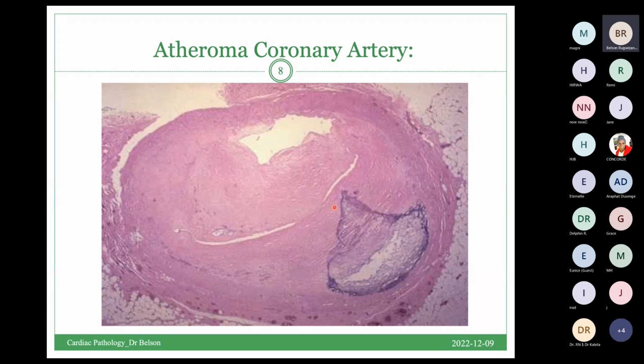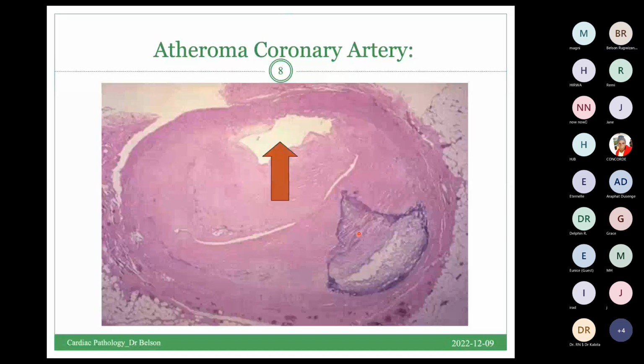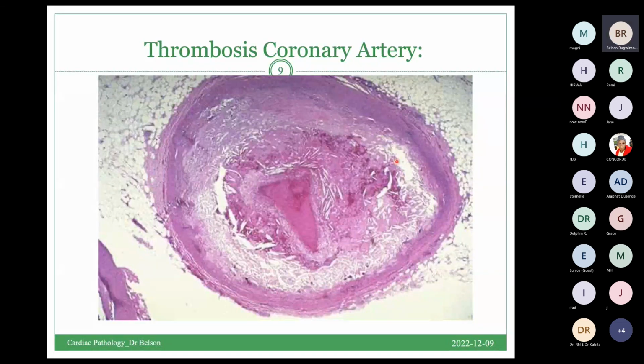And here, when there is atheroma, as the atheroma grows, there will be additional calcification. These blue things, these are the calcium deposits. So that is the lumen, and this is the calcification in the atheroma. Here it is almost completely occluded by the thrombosis.